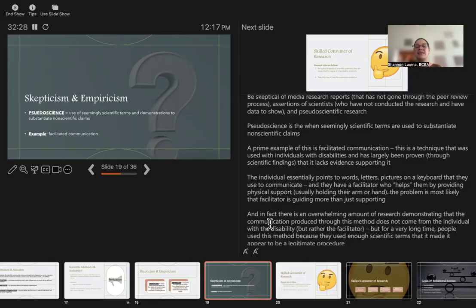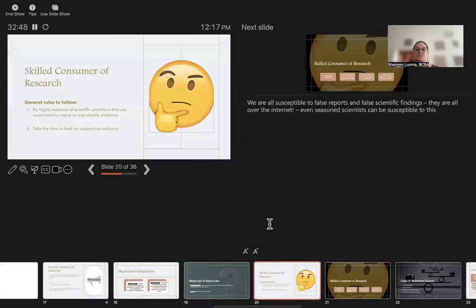It made it look like this is a legitimate procedure that we can use in therapy with our individuals, when in fact it was not. And there was not enough research done to support it to begin with. Then as research started coming out, it largely refuted that that was a good therapy to use. So that's just one example of this.